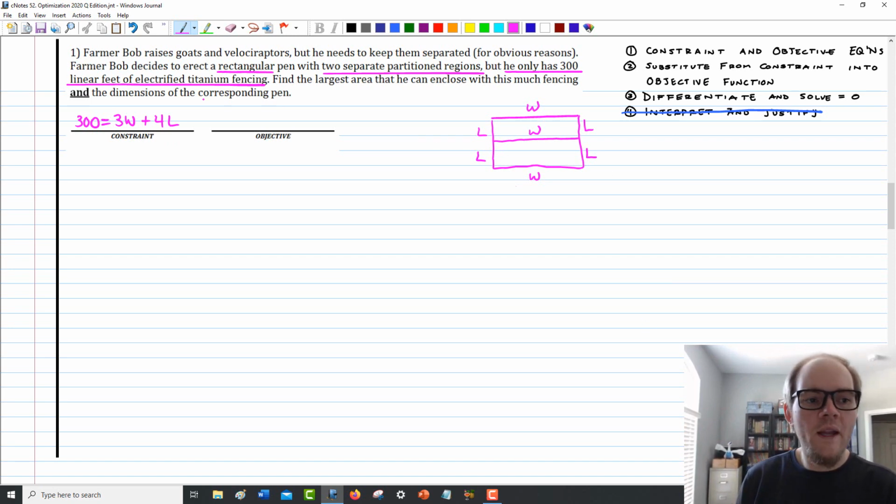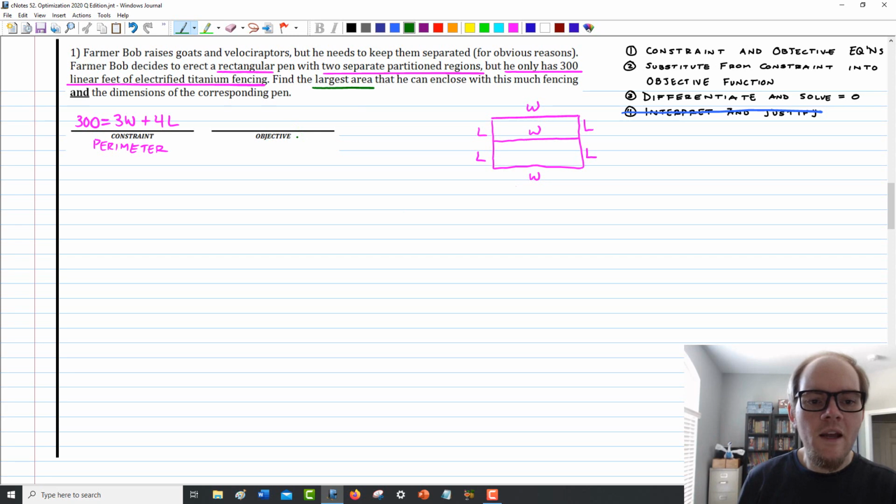In a sense, the constraint in this situation was basically the perimeter. And perimeter might not be the perfect word because that intermediate fence maybe doesn't fit the definition of perimeter, but it's pretty good. For our second one, we're talking about the objective, and this is pretty easy. It says largest area. When you see the largest or smallest or maximum or minimum, that is your clue that you're looking at the objective function.